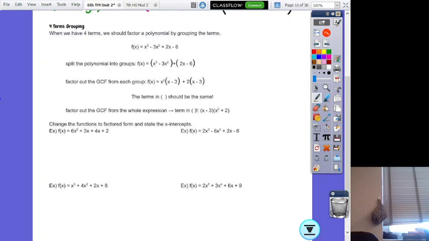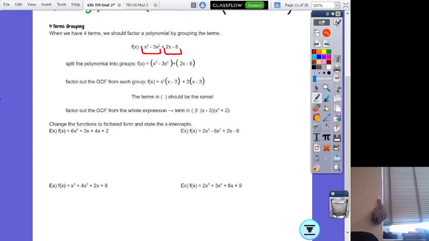Okay, so walking through this, when we have 4 terms, we should factor a polynomial by grouping the terms. So what we do is we group them as x cubed minus 3x squared and 2x minus 6. Those are my groups. They've shown them grouped in parentheses. You can do it whatever way you want. That's fine with that plus in the middle. I don't like the parentheses just because I think it does get some other things later on confusing, but up to you. Then factor out the GCF.